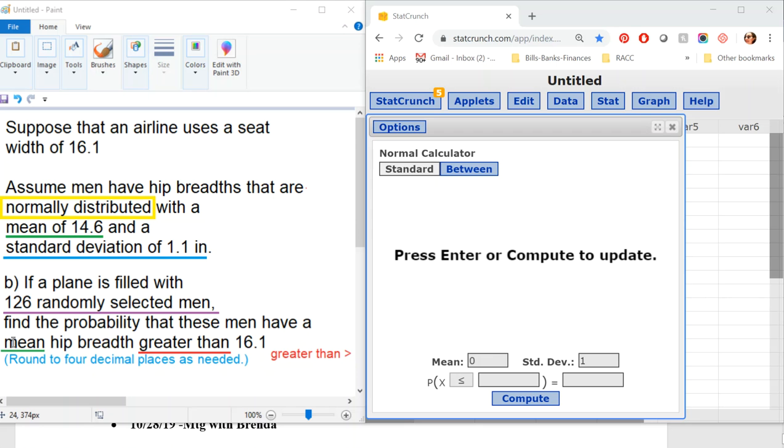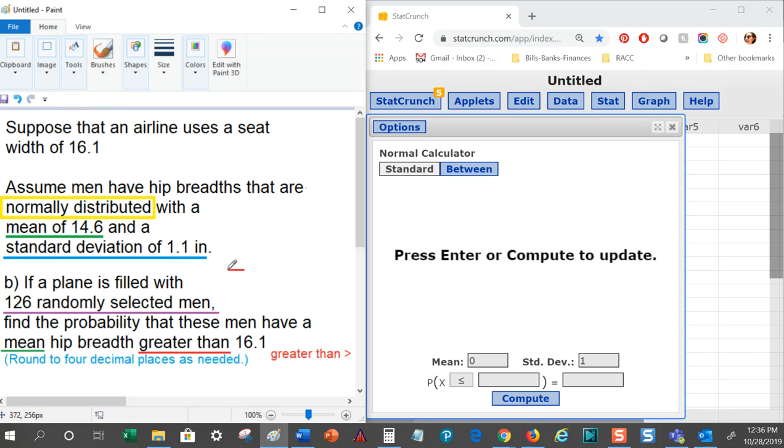When we're working with means, and we want to find probabilities associated with them, we need to know the standard deviation for the distribution of sample means. This is not the standard deviation for the initial normal distribution; we're going to need to compute the standard deviation, which is also called the standard error of the mean. That's sigma x bar, which is found by your standard deviation for the population over the square root of your sample size of 126.